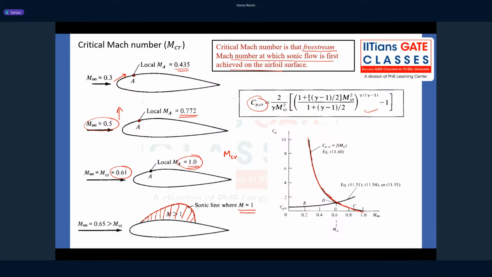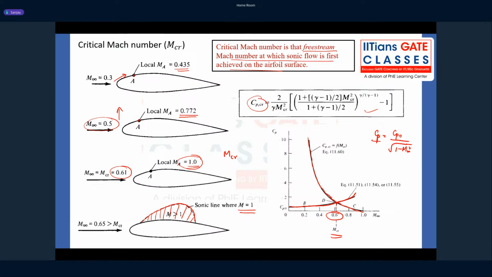And we have one more solution, which is from the Prandtl-Glauert compressibility law. That is, Cp for compressible is Cp naught by root of 1 minus M infinity squared, right? So we have to plot this also. When you plot this, you get this curve. You see that both the curves will intersect at a location that will give you the critical Mach. Okay, so this is how we find the critical Mach number.